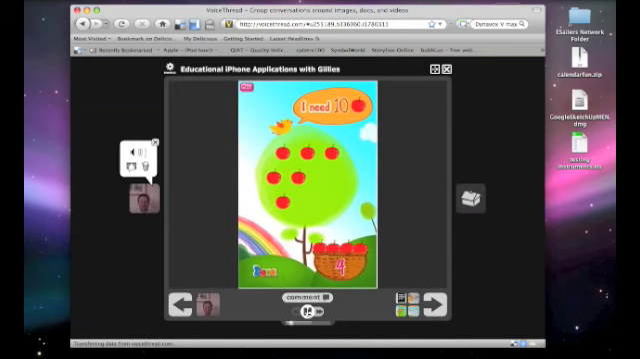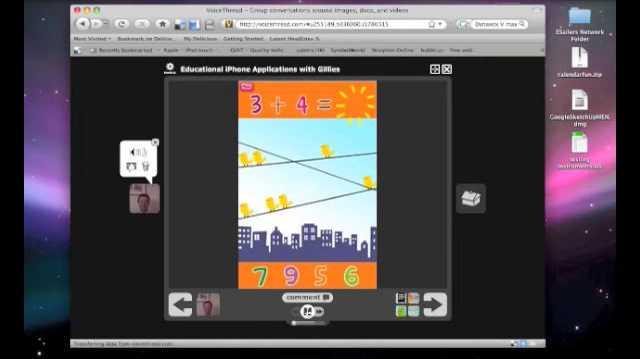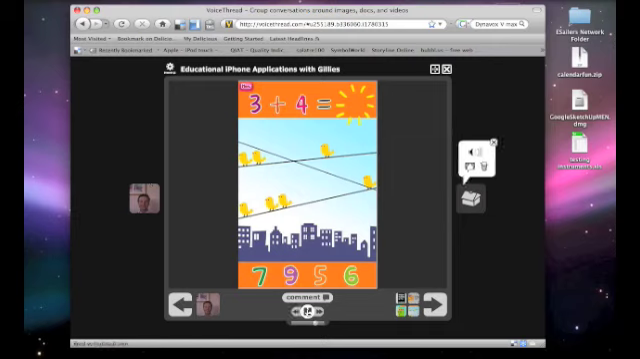In Apple Harvest, Gillis counted the apples by taking them from the tree and putting them in the basket. I'm having lots of fun. In Happy Birds, Gillis added the birds by touching them and counting them on the top wire. I like it.